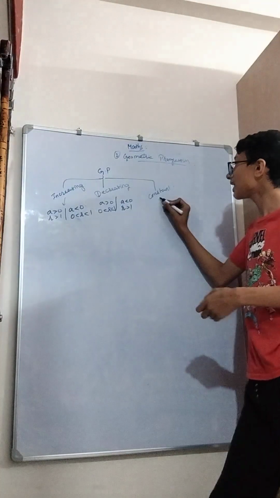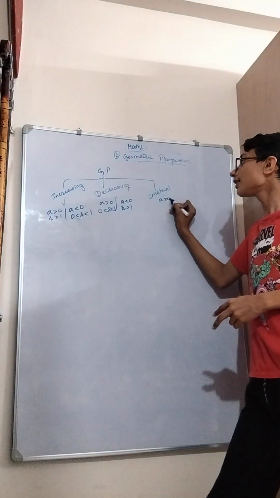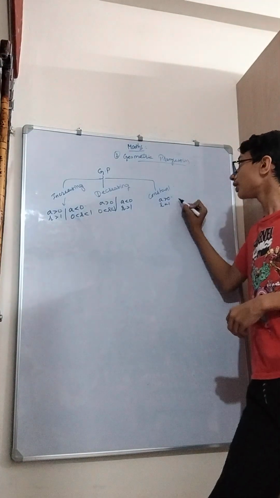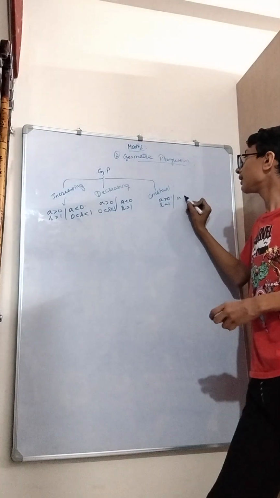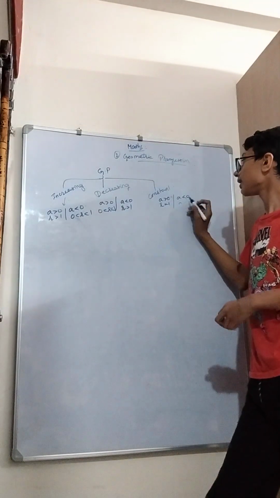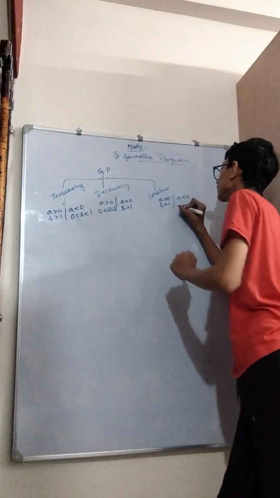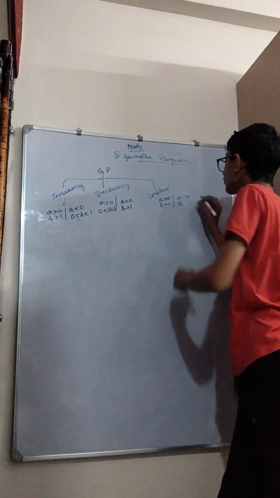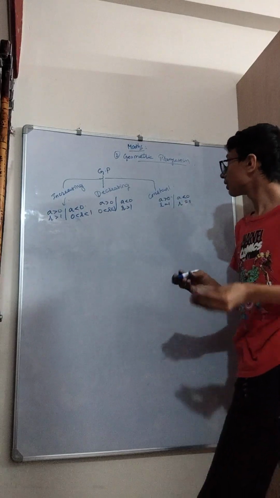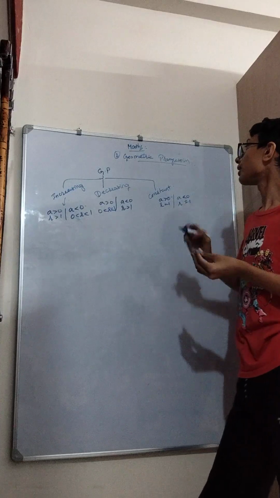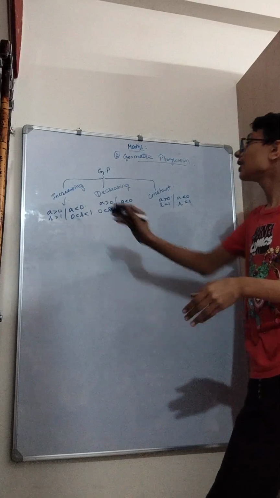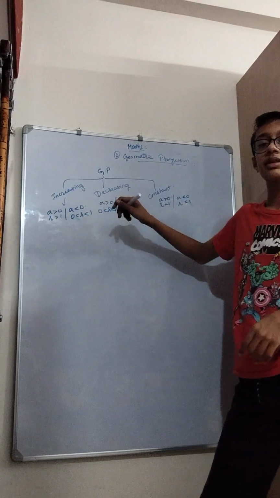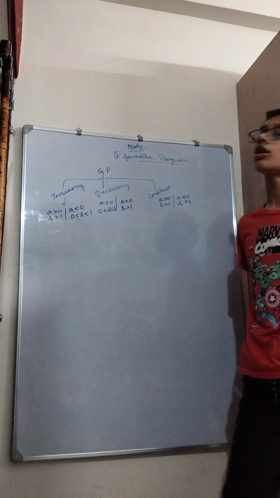And constant GP is when a is greater than 0 and r is equal to 1. Anything with r equal to 1 would mean a constant GP. Okay. So if you want, you can try these things and check. So this is an increasing GP, this is a decreasing GP, and this is a constant GP. Please note this down.